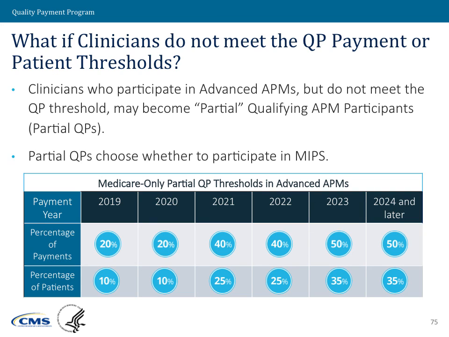MIPS adjustment whatsoever. These partial QPs, we actually don't think that they will come into play too much in the early years, but later when those QP thresholds become increasingly more difficult to attain, more people may end up in this partial QP territory.